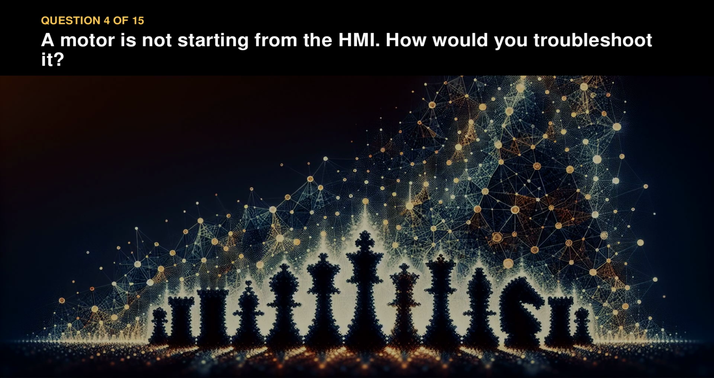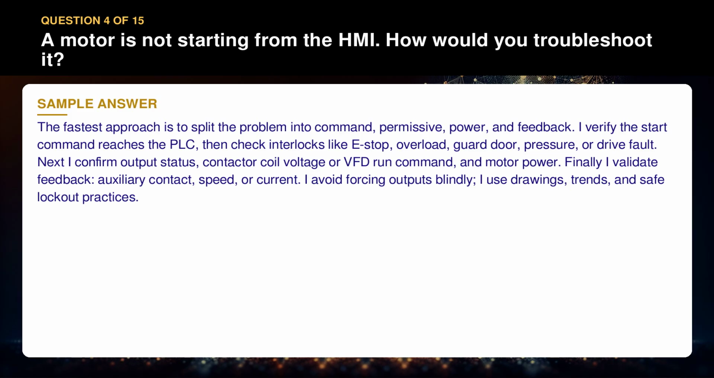Question 4. A motor is not starting from the HMI. How would you troubleshoot it? The fastest approach is to split the problem into command, permissive, power, and feedback. I verify the start command reaches the PLC, then check interlocks like e-stop, overload, guard door, pressure, or drive fault. Next, I confirm output status, contactor coil voltage, or VFD run command, and motor power. Finally, I validate feedback, auxiliary contact, speed, or current.